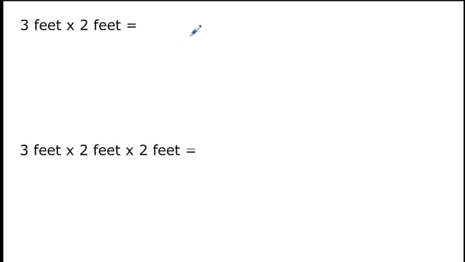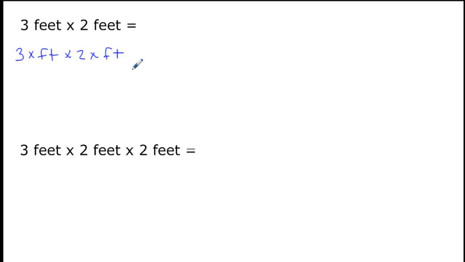Let's do this problem first. 3 feet times 2 feet. So the first thing I'm going to do here, remember 3 feet is actually 3 times a foot. So I'm going to rewrite it like that. I'm going to write this as 3 times a foot. And then I have times 2 feet, so I have times 2 times a foot.